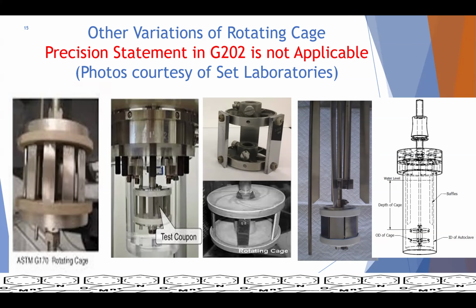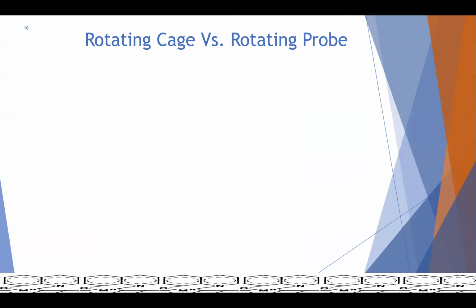In the 1980s, for several reasons, CanmetMATERIALS removed the baffles to produce results that were closer to the field operating conditions. So again, you have to understand whether we have any extra features in the rotating cage assembly. They all affect the flow pattern, corrosion rate, as well as corrosion inhibitor performance.